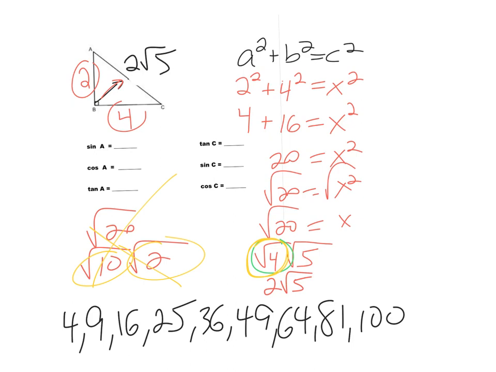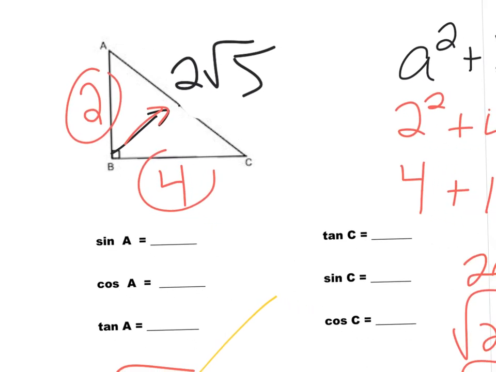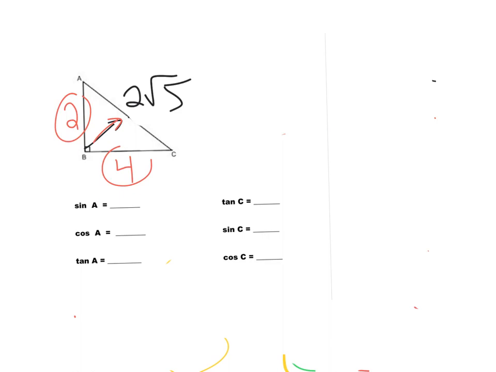And now let's go about finding sine, cosine, and tangent of the 2 acute angles. First, let's label the triangle with angle A as our perspective. The hypotenuse is never going to change. It's always opposite the right angle. So in this case, the hypotenuse is 2 radical 5. But here, angle A, the opposite is going to be 4, and the adjacent is going to be 2.